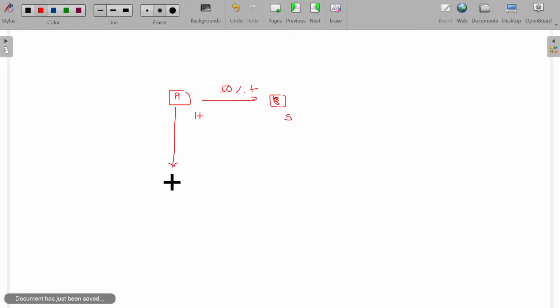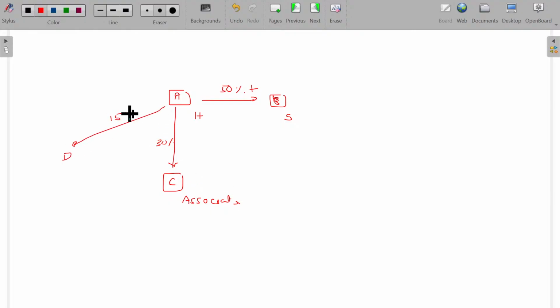A invested in C 30 percentage. Then here C is named as associate. And A has invested in D 15 percentage. Then it will be called as investment. This is called investment. In your balance sheet, how will you show?